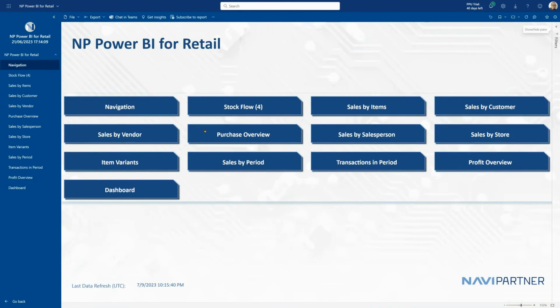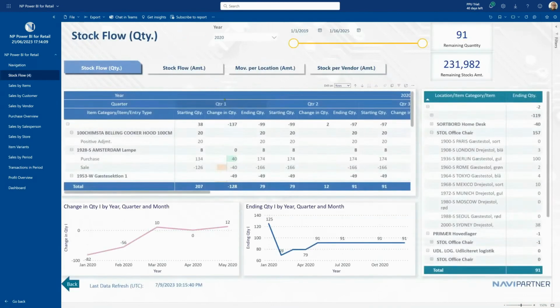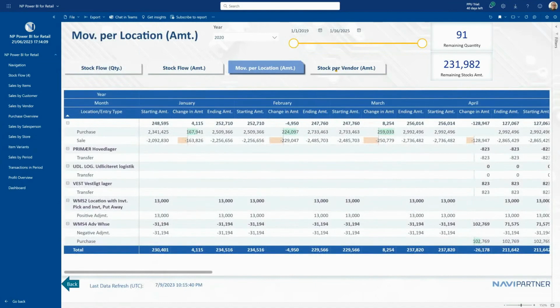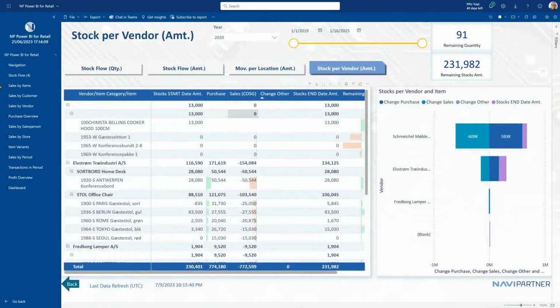Four pages grouped within Stocks Flow are designed as a tool for monitoring inventories: Stock flow per quantity, stock flow per amount, movement per location, and stock flow per vendor. This report provides you with the ability to track sales, purchases, and other transactions within a specific time frame. It gives an overview of starting and remaining stocks categorized by vendors, item categories, and individual items.